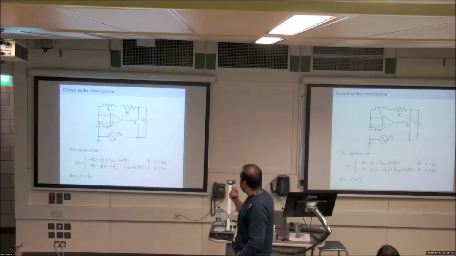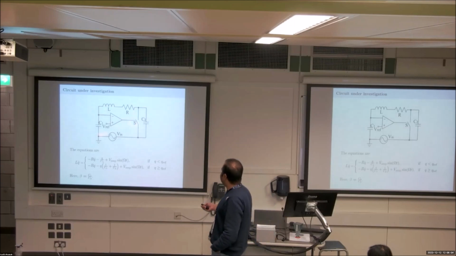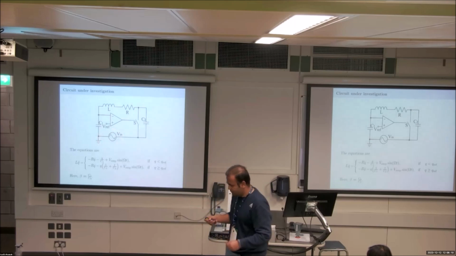The inverting input is directly connected to the capacitor C1, and the non-inverting input is connected to the reference voltage. So when VC1, the voltage across the capacitor, is less than Vref, the comparator output will be 1, and the switch will be on. And when VC1 is greater than Vref, the comparator output will be 0, and the switch will be off. So when the switch is on, the system will be like a simple RLC circuit with an input, which is a kind of function generator.